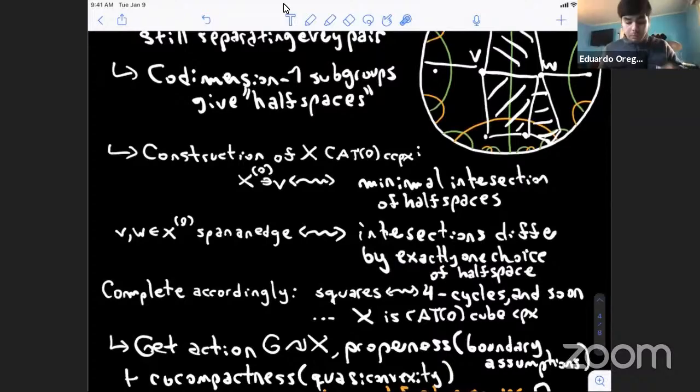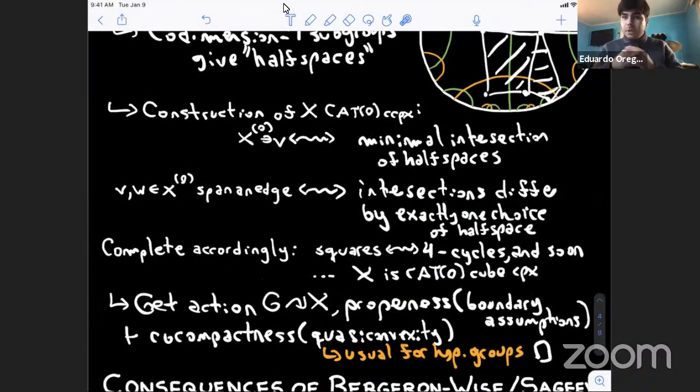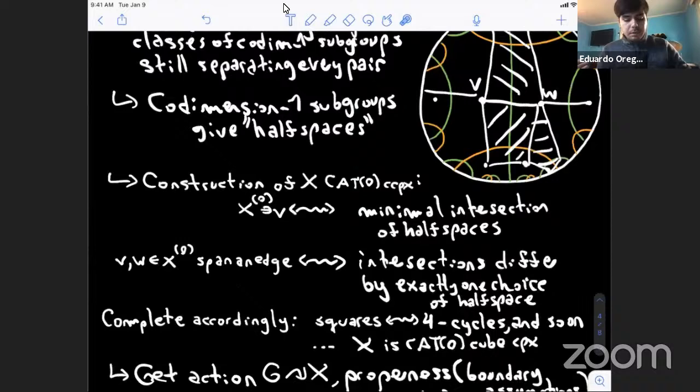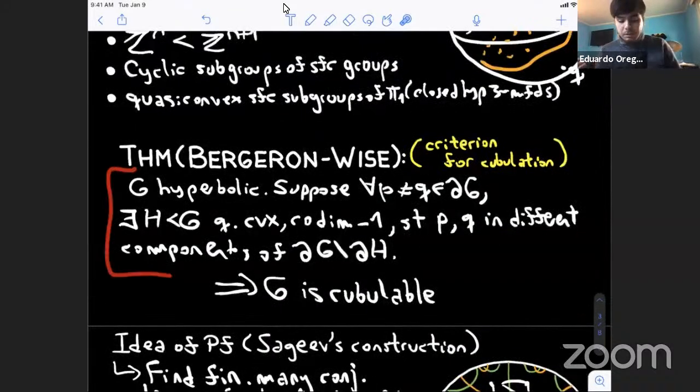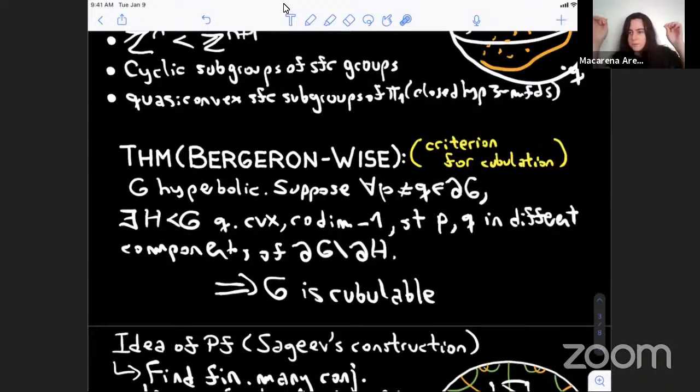Of course. What I mean is that in general, we get co-compactness if we start with codimension one quasi-convex subgroups. But we have this statement with this condition because this is the condition that ensures properness. You mean that every two points are separated by a subgroup, right? That's the condition that you mean for the boundary.